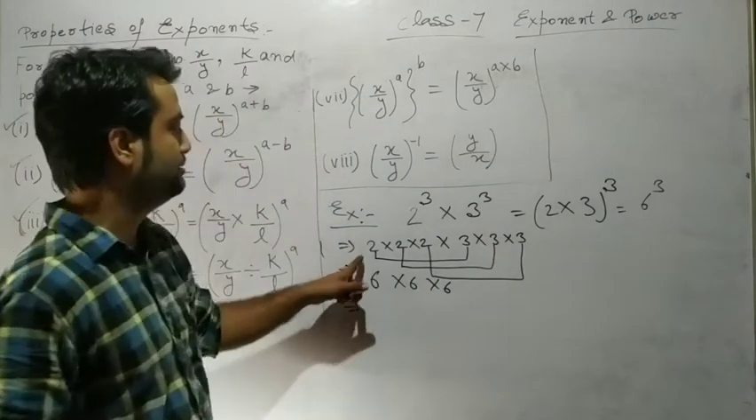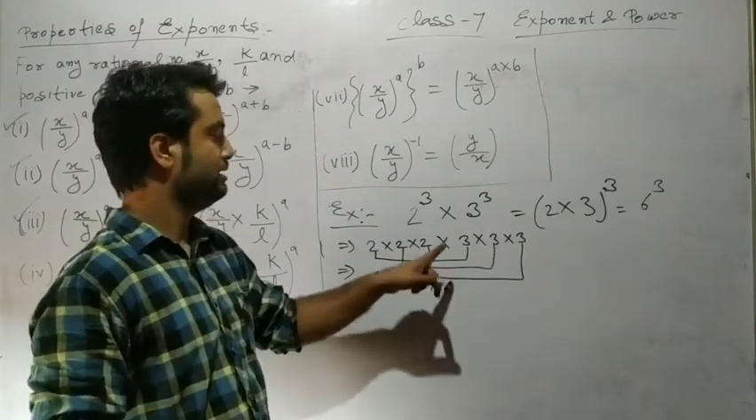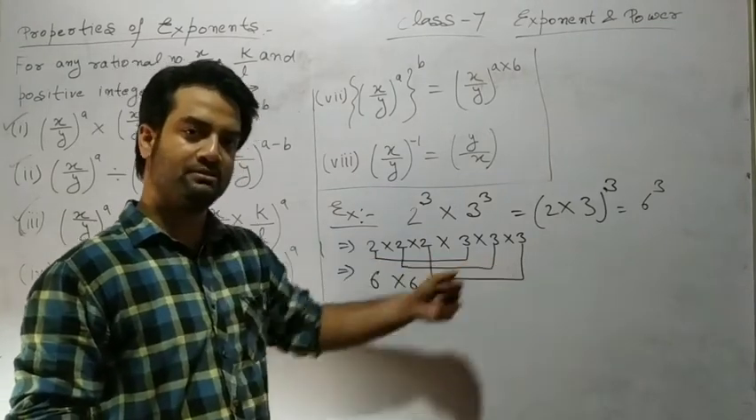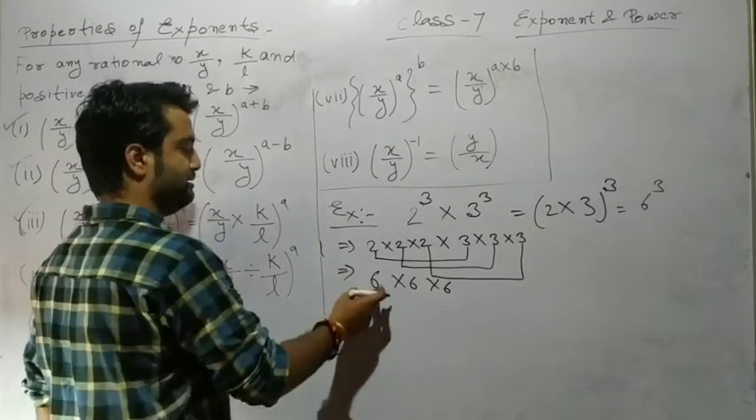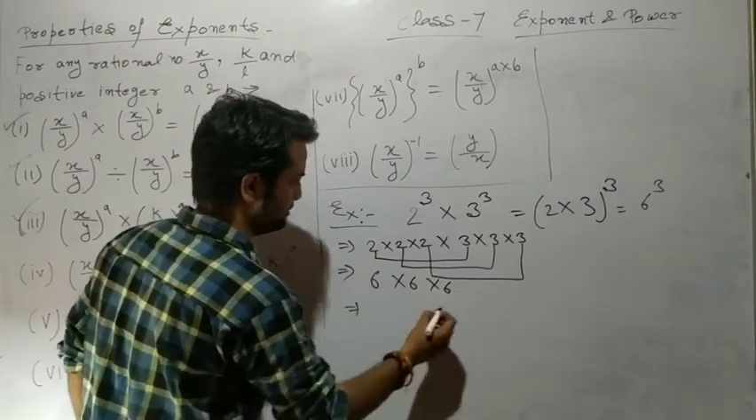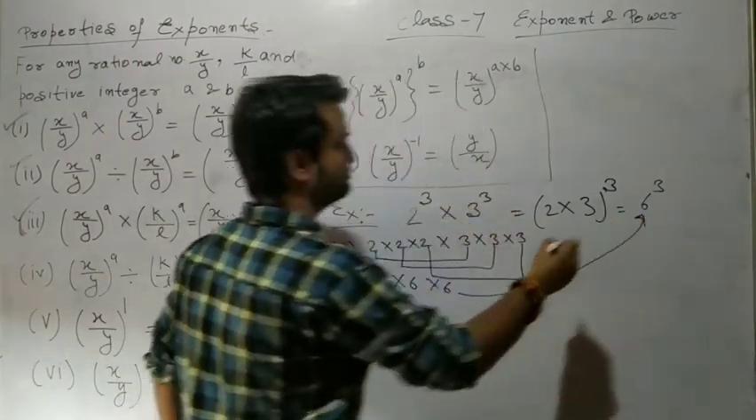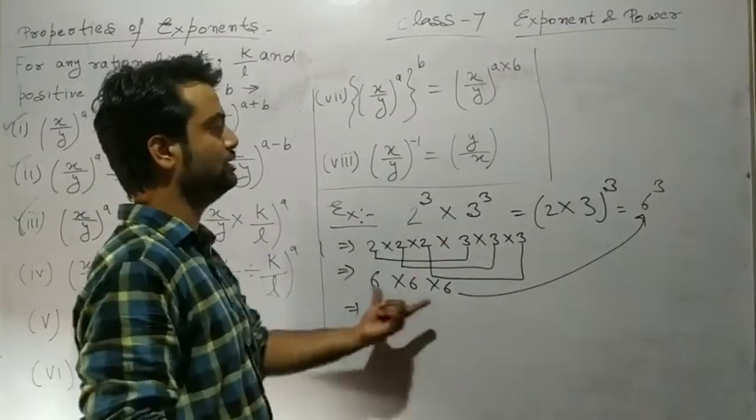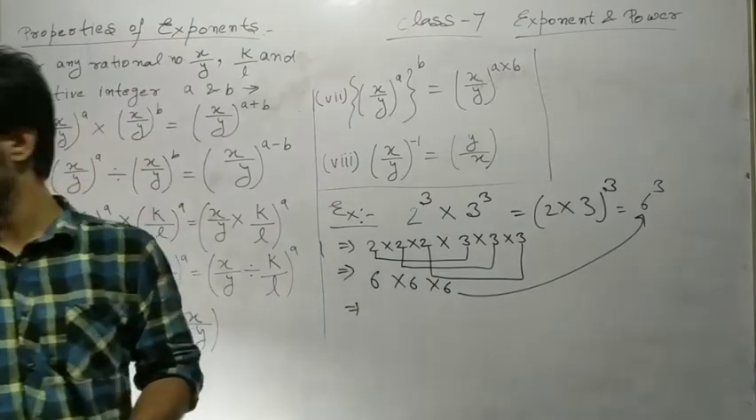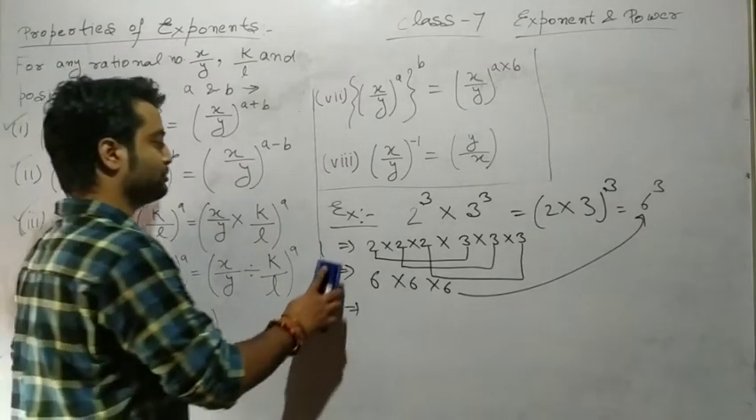It means 2 multiplied 3 times into 3 multiplied 3 times can be written as 6 multiplied 3 times. And in exponential notation, this can be written as 6 cubed. So hope you have understood how this property actually works. Now let's come to the fourth one.